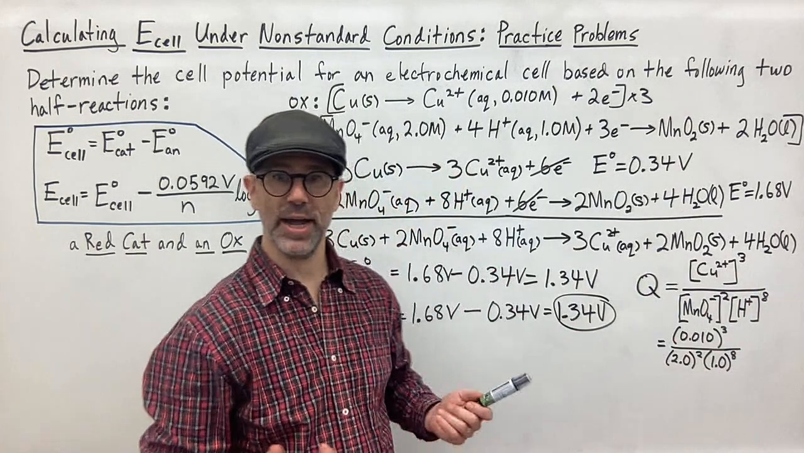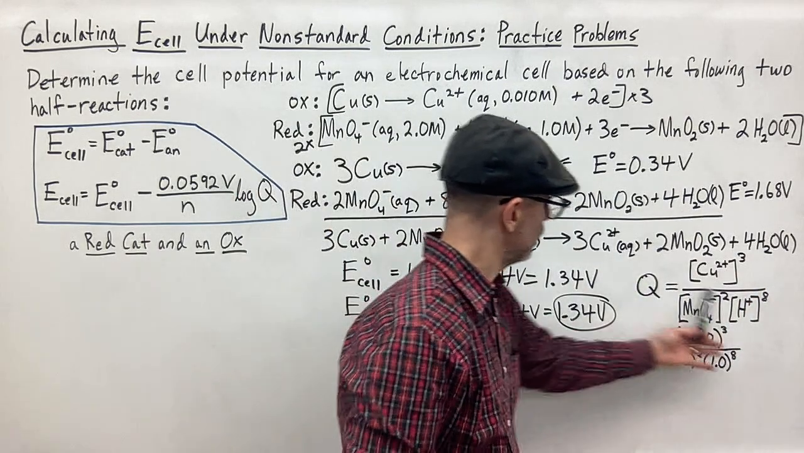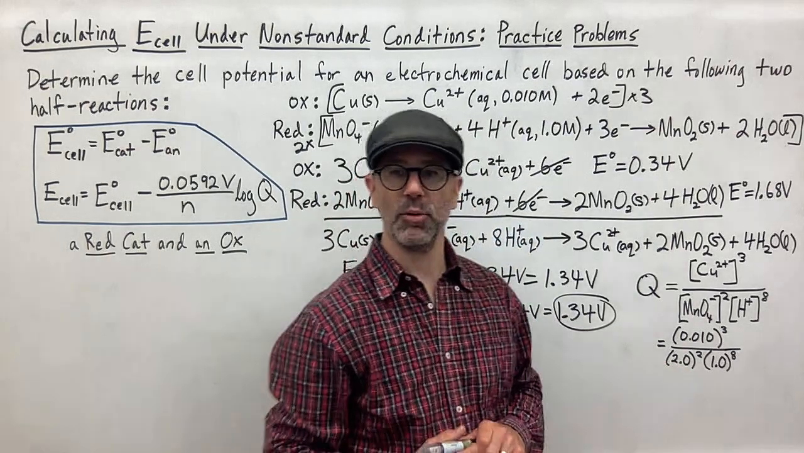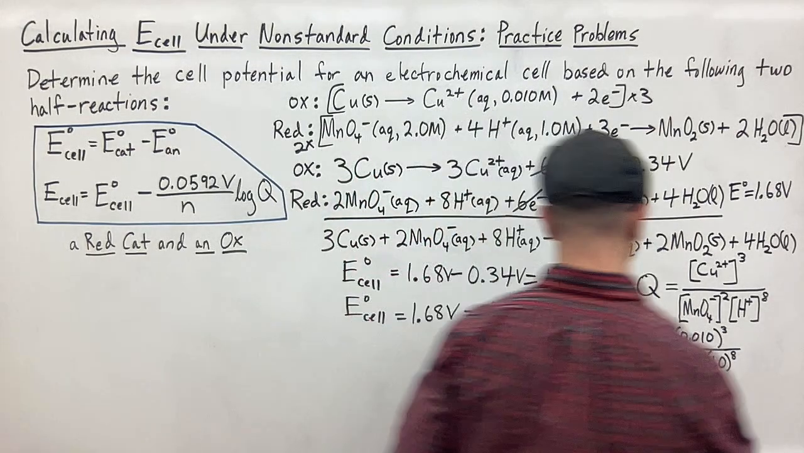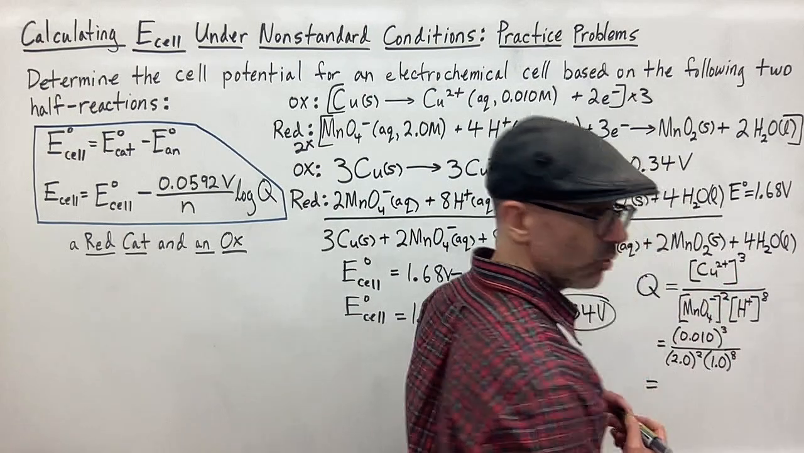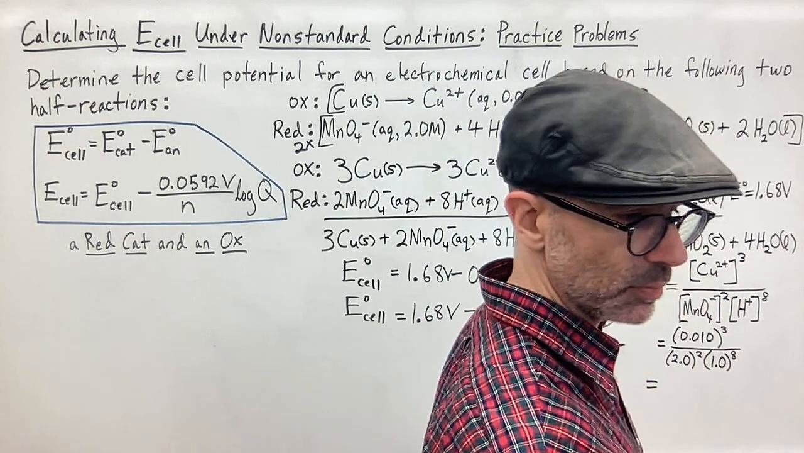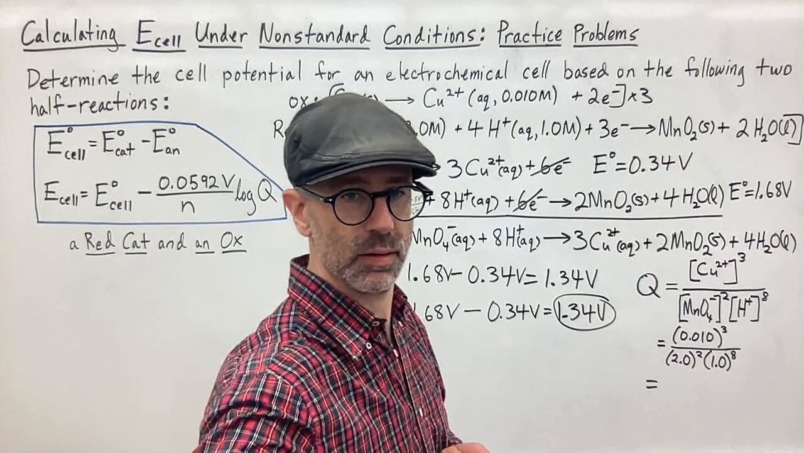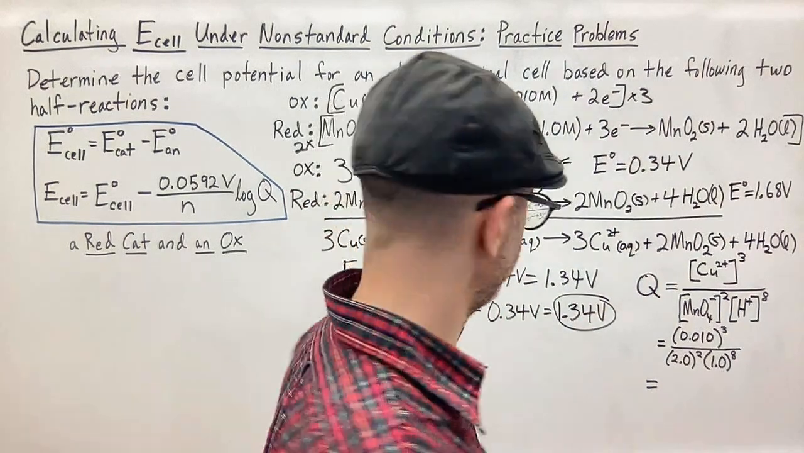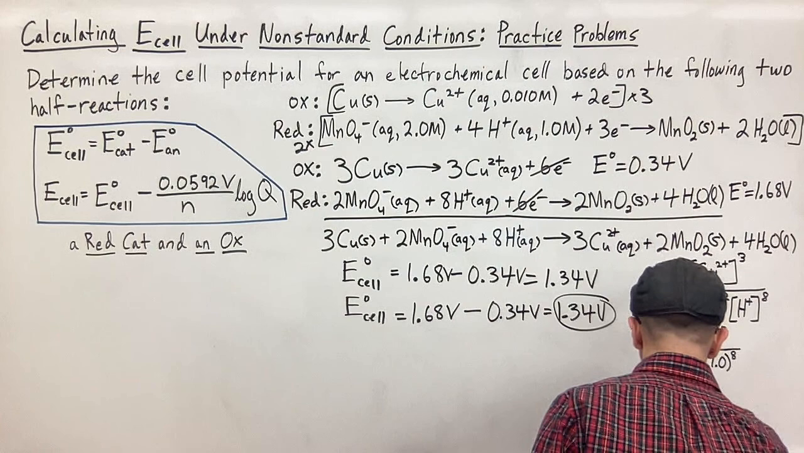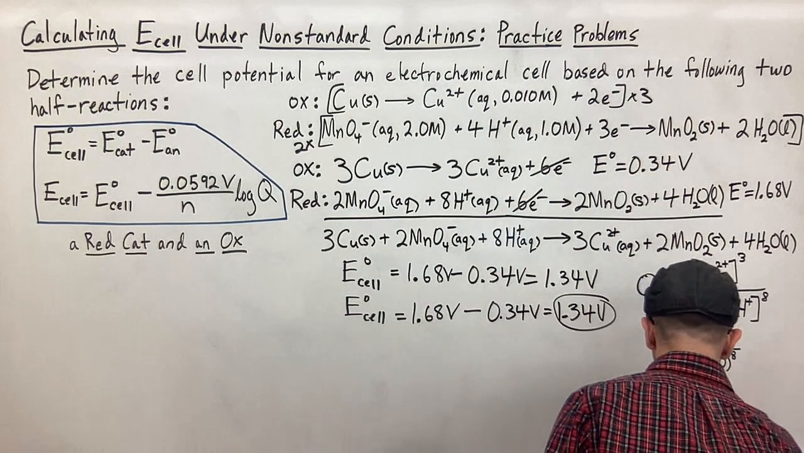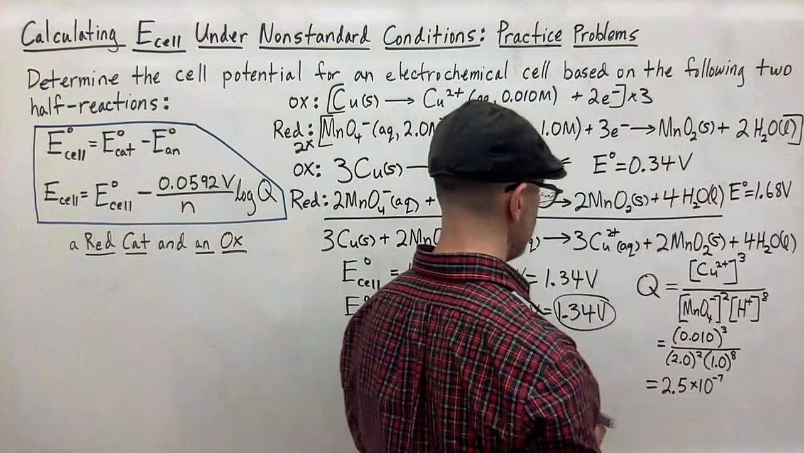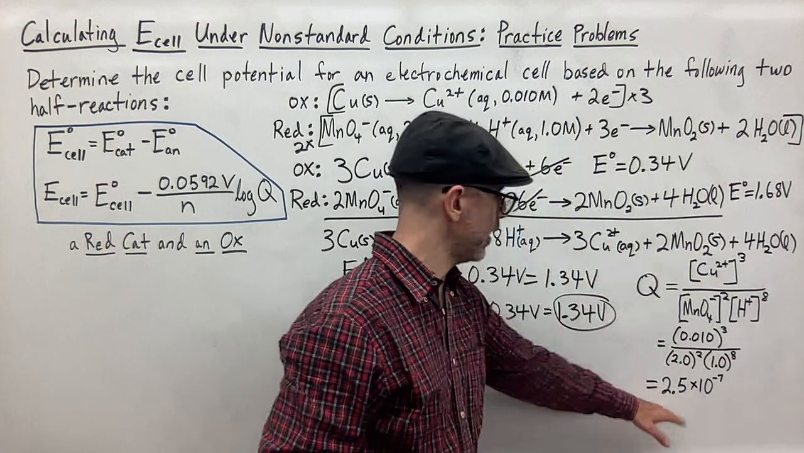Now we have our expression. When we calculate it, we get 2.5 times 10 to the negative 7. So that's our Q.